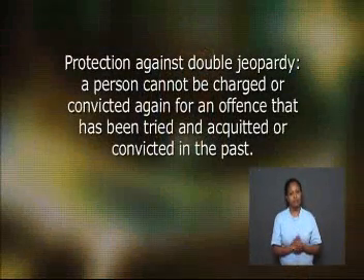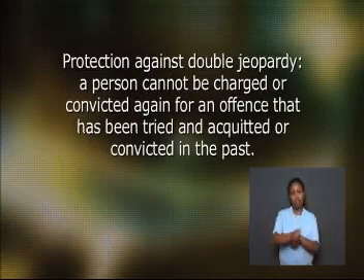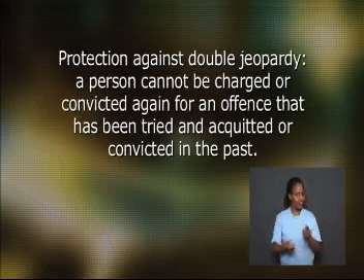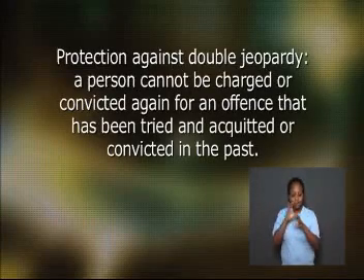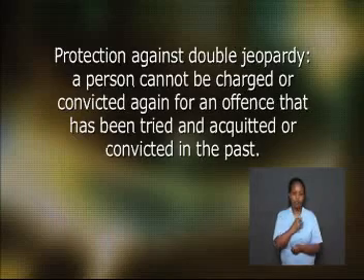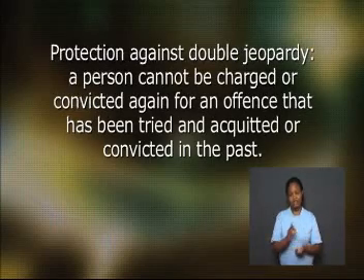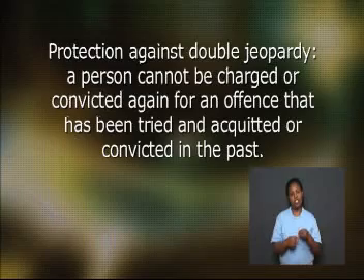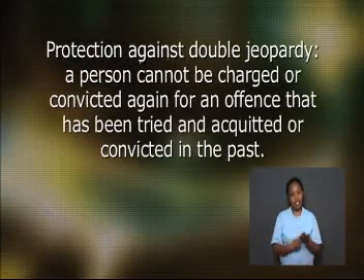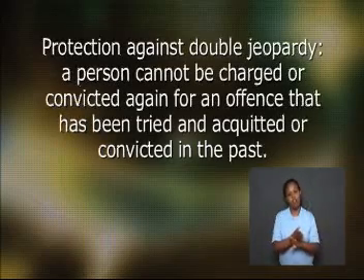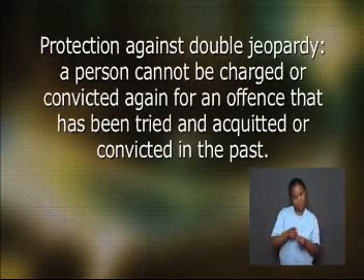People are also protected against double jeopardy. This means that a person cannot be charged or convicted again for an offense that has been tried and acquitted or convicted in the past. The final element of due process of law that we will discuss is the right of appeal. This means that after a decision has been made by the court, the accused is entitled to appeal for a review of the judgment. Students, let us complete this lesson with an activity.